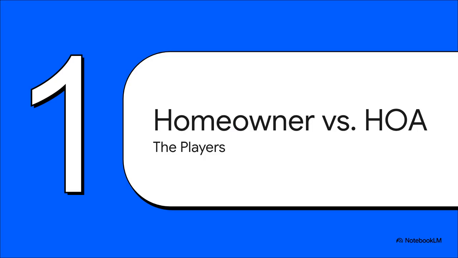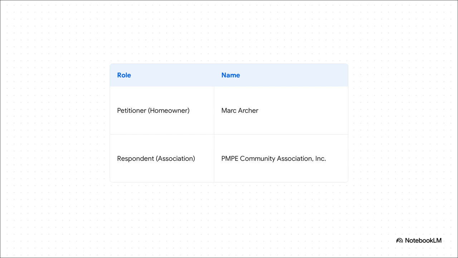All right, first things first. Every story needs its characters, right? So who are the main players in this little legal drama? Okay, so on one side, you have the petitioner. That's just the official term for the person who's bringing the issue to the court. In our story, that's a homeowner named Marc Archer. And on the other side, you have the respondent, the PMPE Community Association, or, his HOA. Yep, it's that classic homeowner versus the HOA setup.